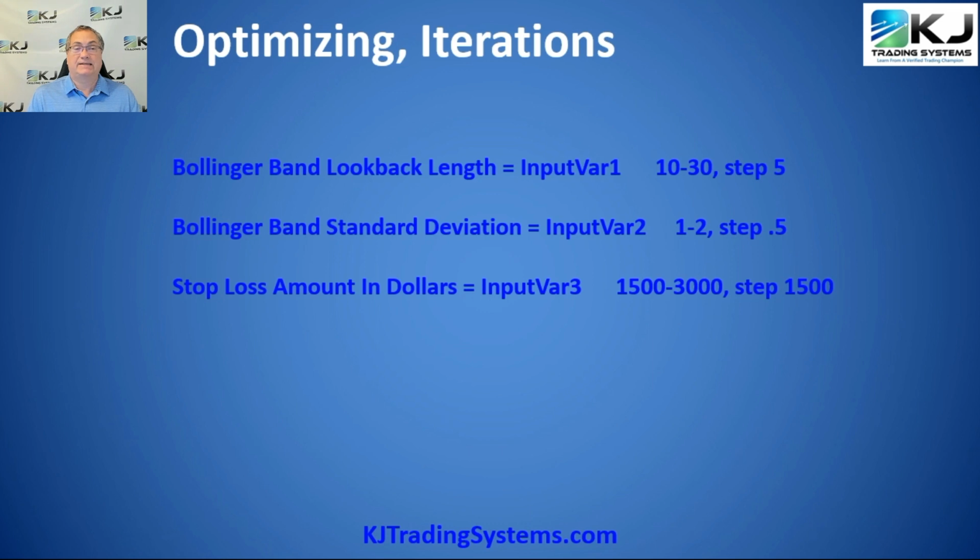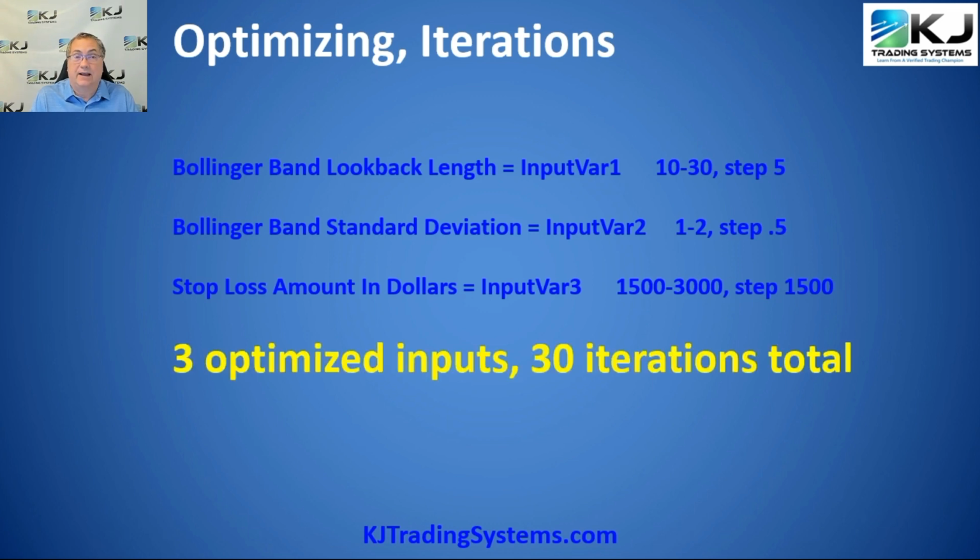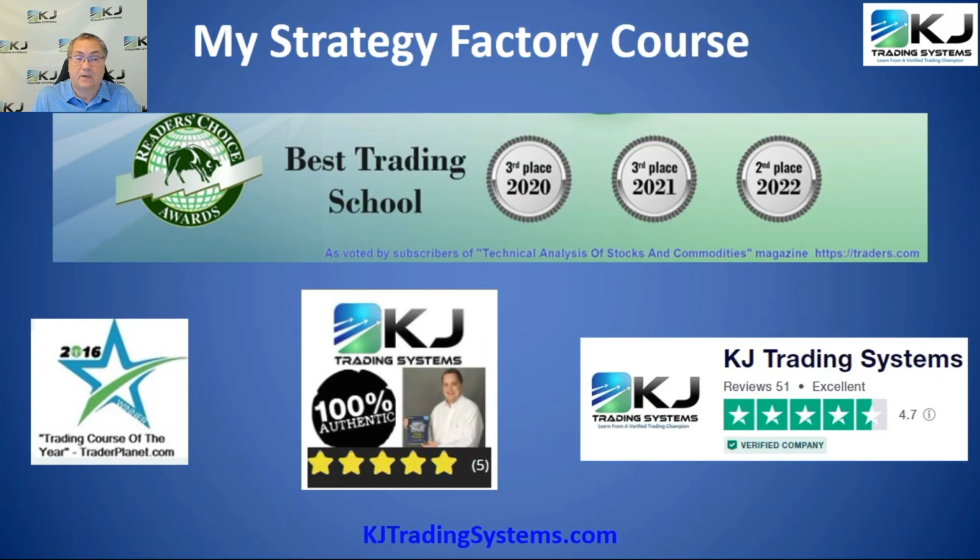And that's based on futures trading, and that's per contract. So it's a sizable stop. Most of my strategies you'll see have bigger stops. They don't have $50, $100 stops, because what usually ends up happening with those, you just get stopped out a whole bunch and the strategy never really works. So that's my optimizing, my iterations. Like I said, altogether it's 3 optimized inputs and 30 iterations total.